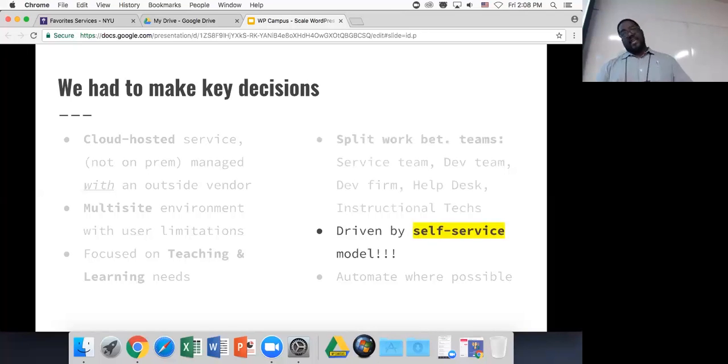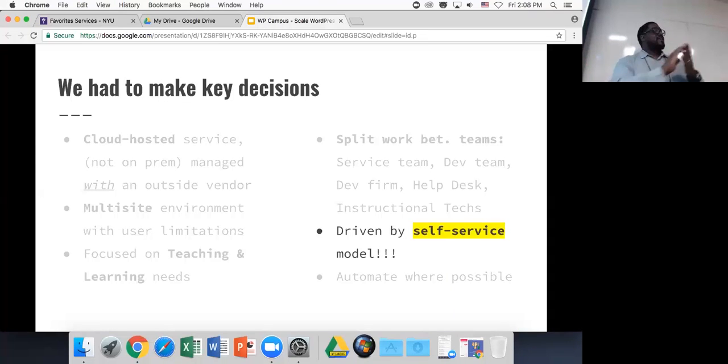But really one of the key things, I think, is that our system is driven by a self-service model. And that has been key. I'll give another shout out to someone in the room. Our tech guy is here, Neil. And he was instrumental in building out what we have been able to do.